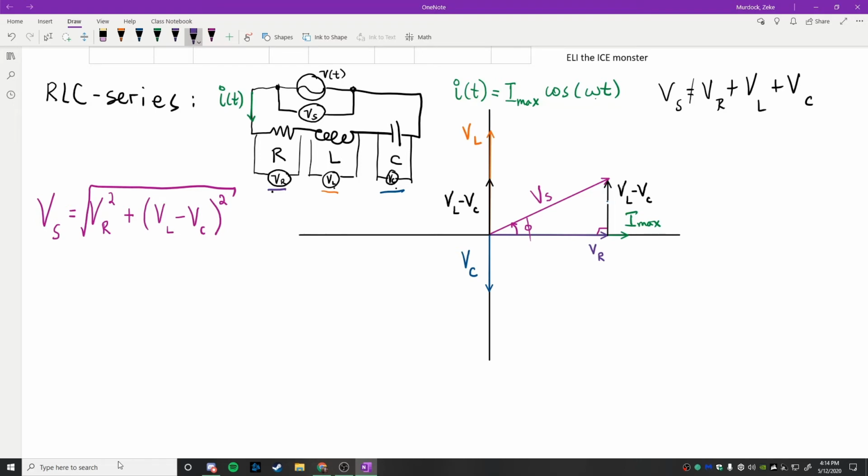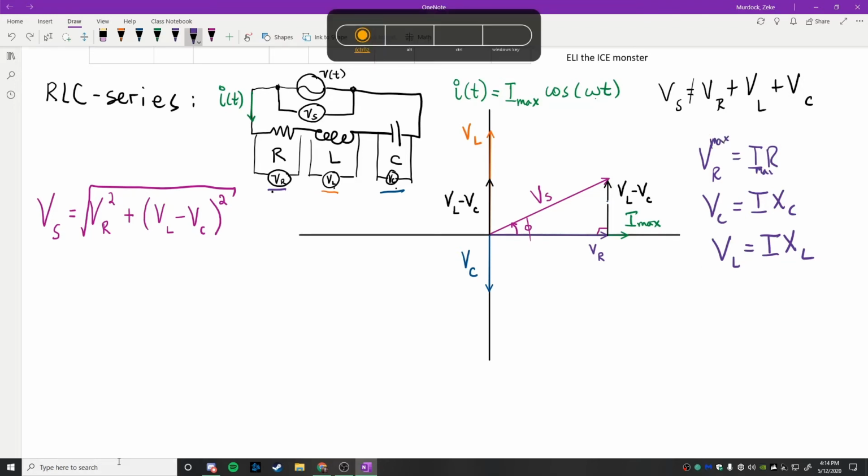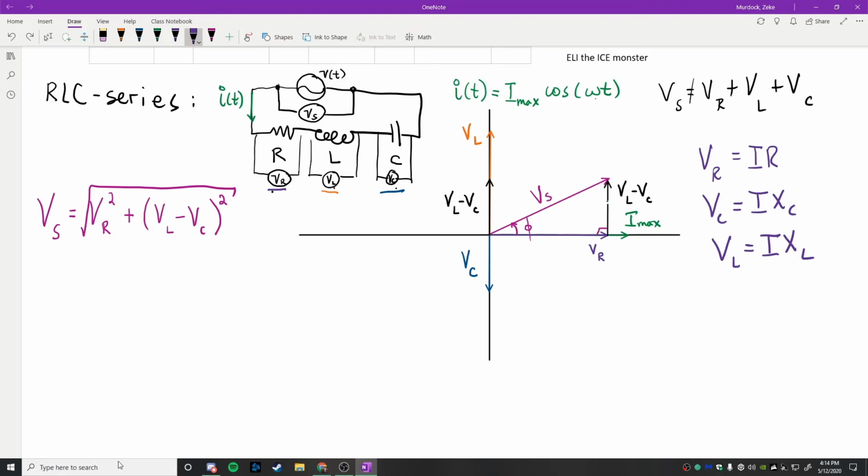So now what we could do is remember what each of these represent. V sub R is IR. V sub C is I times X_C. And V sub L is I times X_L. Now I'm being a little bit sloppy here. These could all be either maximum values or RMS values. It doesn't really matter. This is either V max and I max, or it could be V RMS and I RMS. But this is our relationship with how these things work.